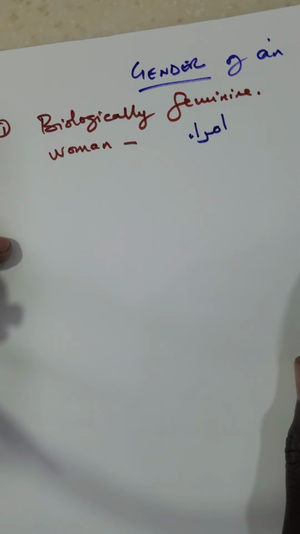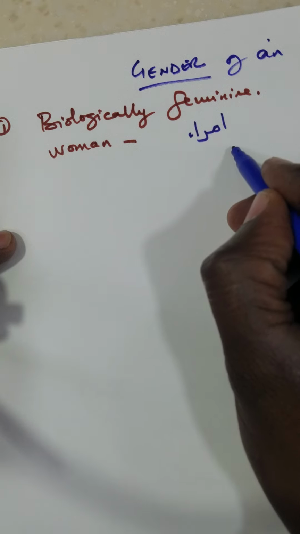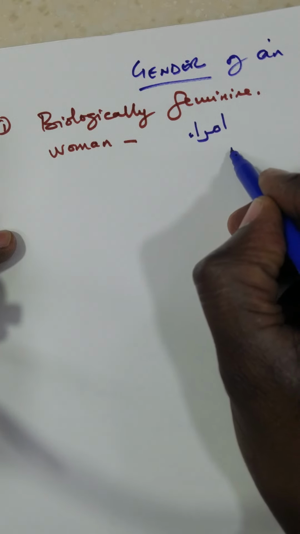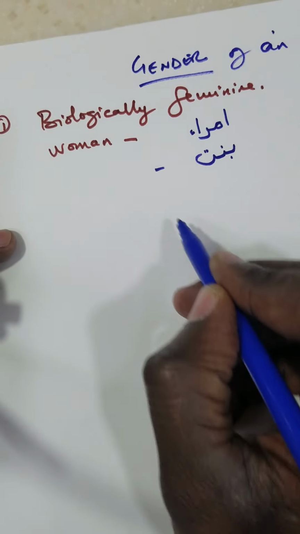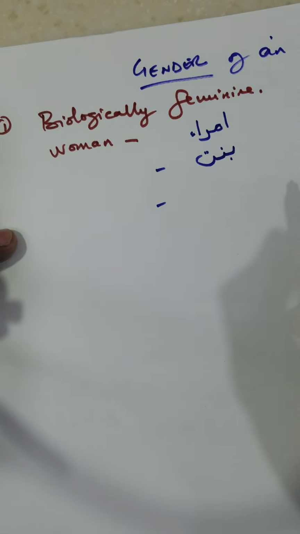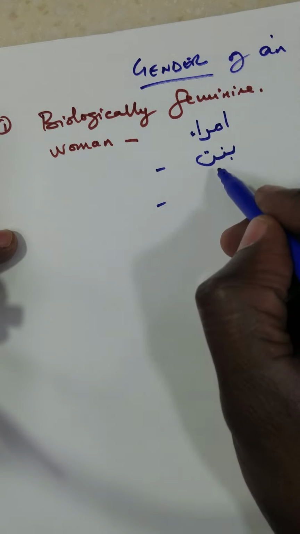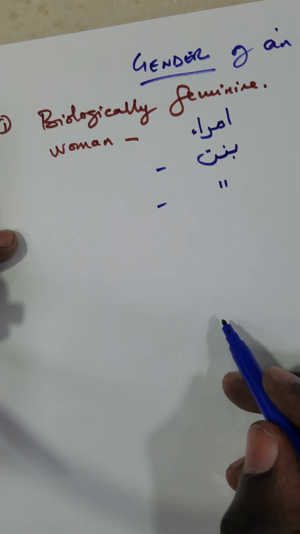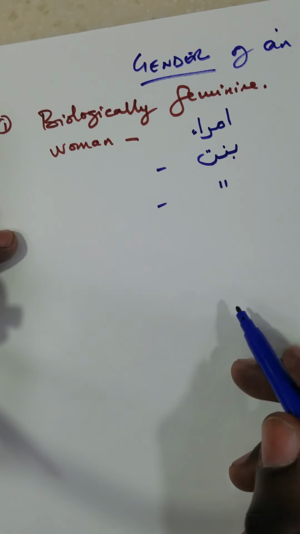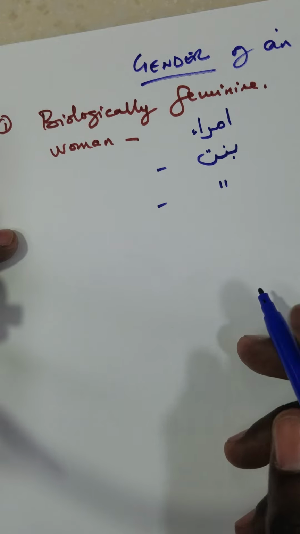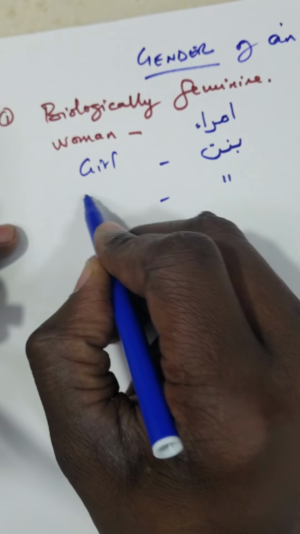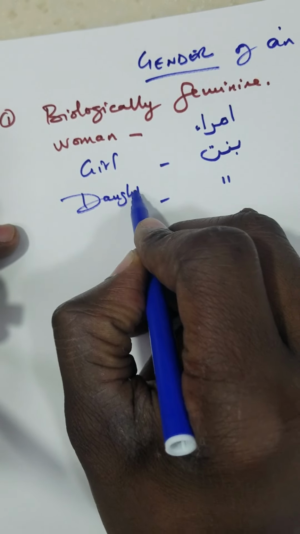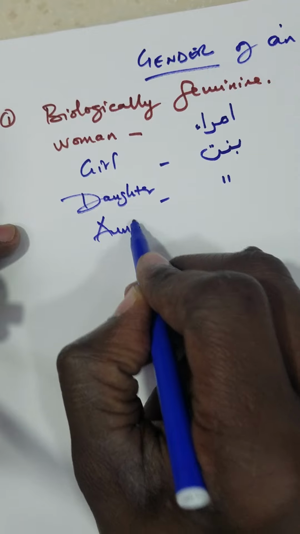Then we can have a word like girl. We already saw this word, that a girl is bint. Then we can say daughter. Daughter is the same word as bint. Then you can say words like auntie.